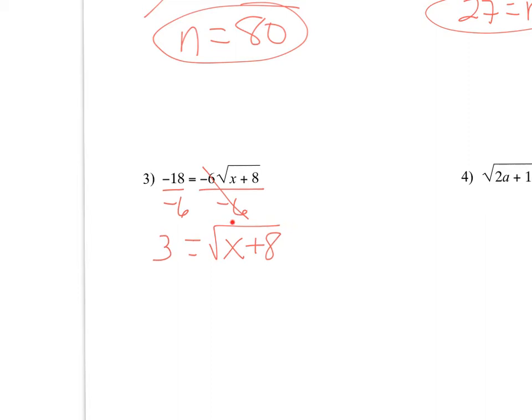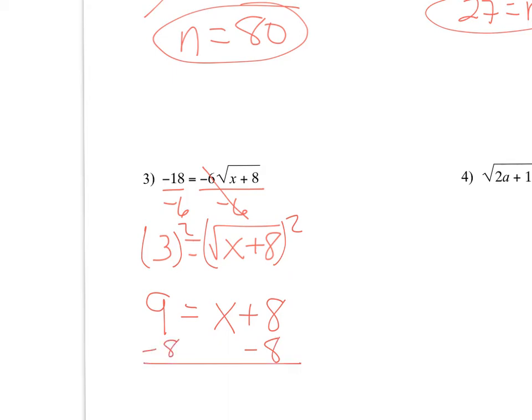So now I've got the radical all by itself. There's nothing outside, in front, or behind. It's all by itself. So I'm now going to square both sides to get rid of the radical. So that's going to give me a 9 on the left, and then squaring a square root gives me what's inside the square root, so I have x plus 8. And then I'll subtract 8 from both sides and get 1 equals x. There's my answer. So my mentor is pretty good. I got pretty good at this.